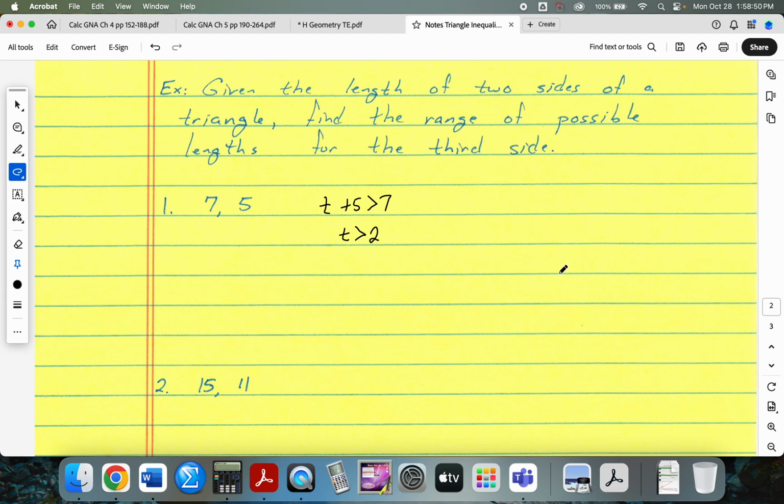The other possibility is that the third side is the biggest side. So your two short sides would be 7 and 5. 7 plus 5 has to be greater than T. So 12 has to be greater than T. And it may be easier for you if you think about it as T has to be less than 12.